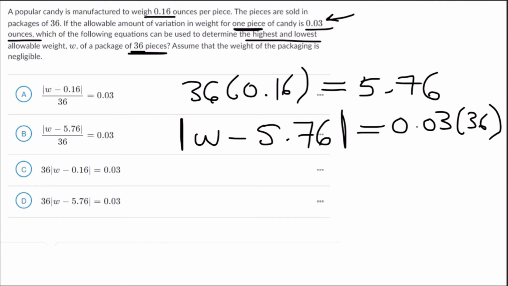And now, since we can't find this in the options directly the way it's written, I can tell that they divided by 36 here. So I'm just going to take 36 to the other side, and see if our answer is one of the two that I saw.